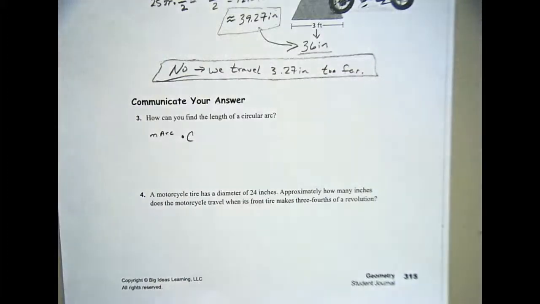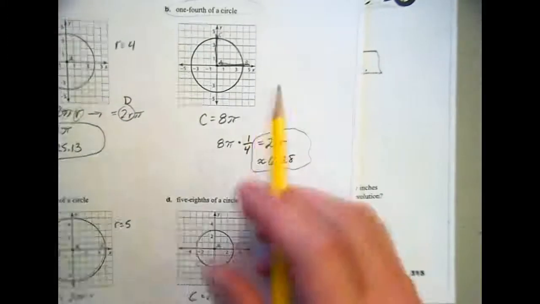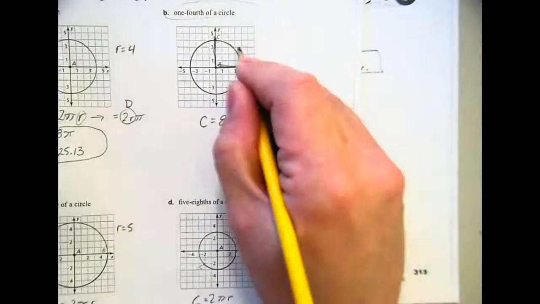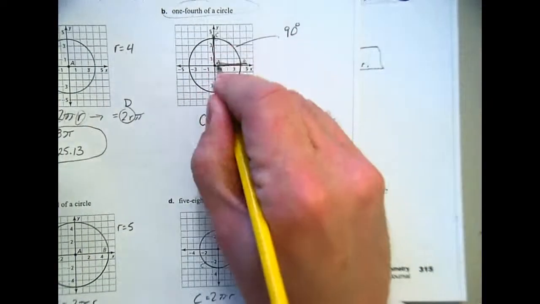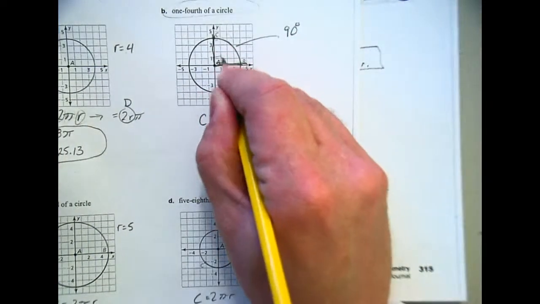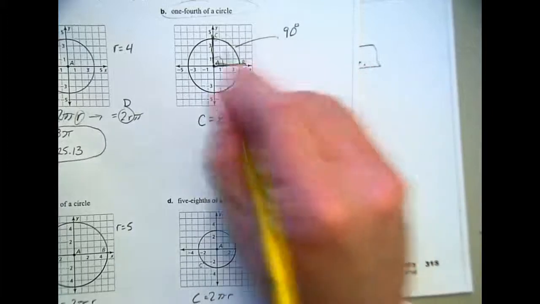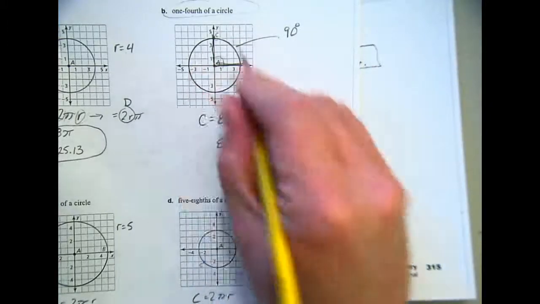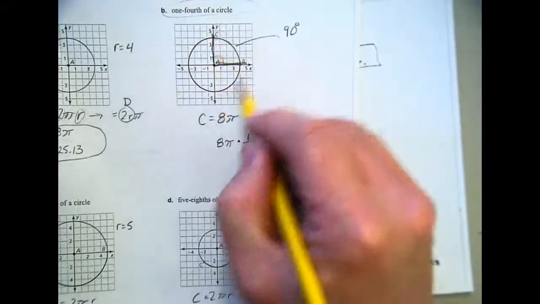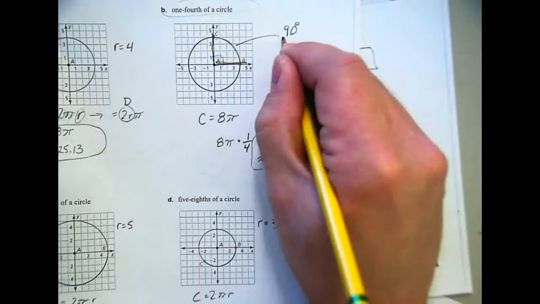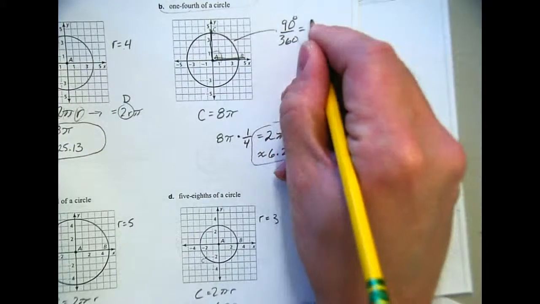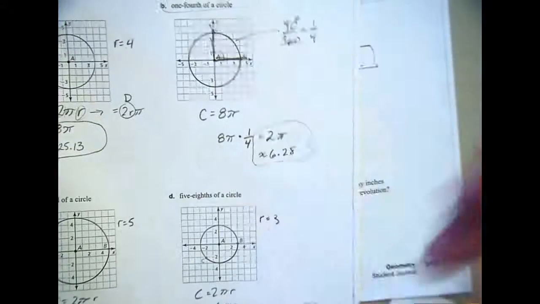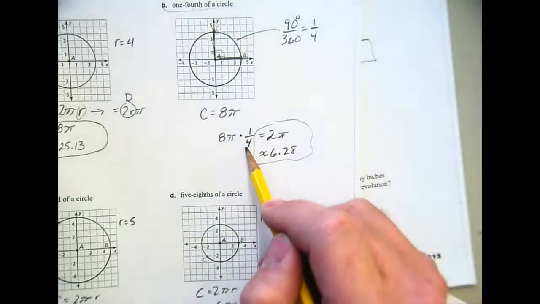Let's go back. So when we had 1/4 of our circle, the measure of this arc right here is actually 90 degrees, because it's the same as the measure of this arc. So 90 out of how many? How many degrees in a full circle? 360. 90 out of 360 is? 1/4. Yeah, it reduces to 1/4. So really, that's where we get the 1/4.